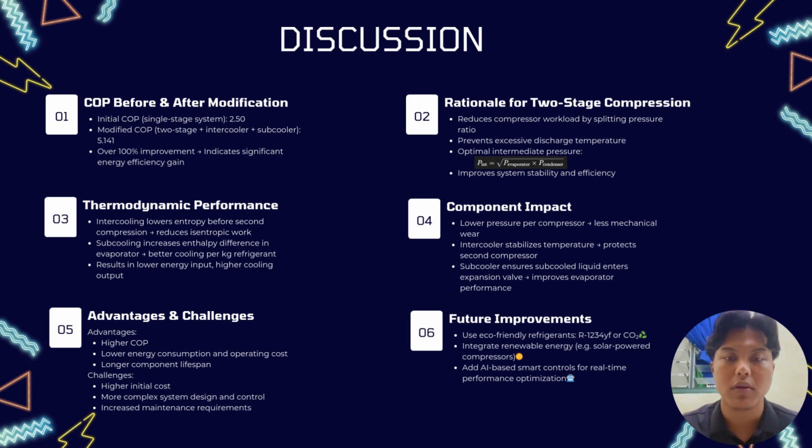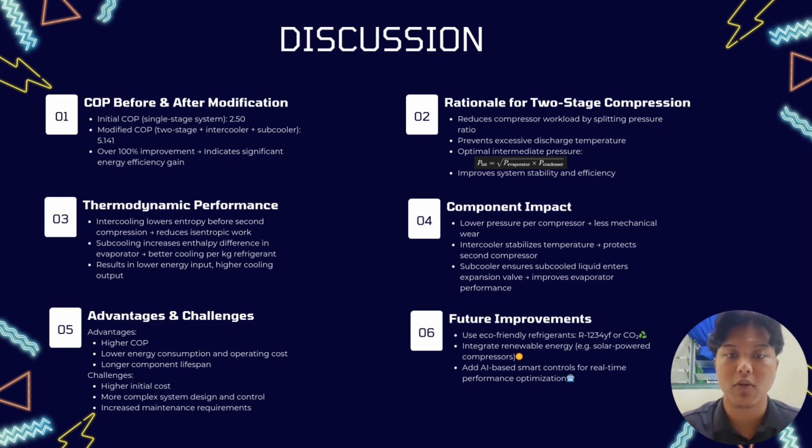We also use the following formula to determine the optimal intermediate pressure: the square root of evaporator pressure multiplied by condenser pressure. This ensures a balanced compression ratio between the two stages.